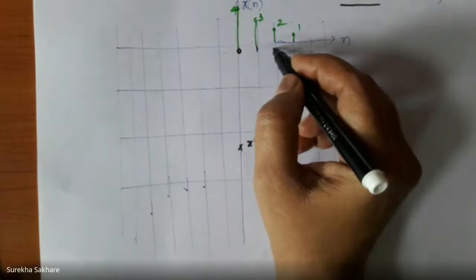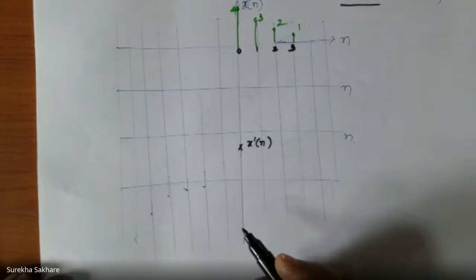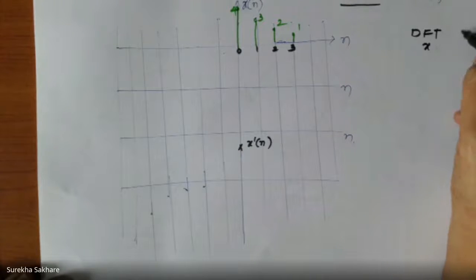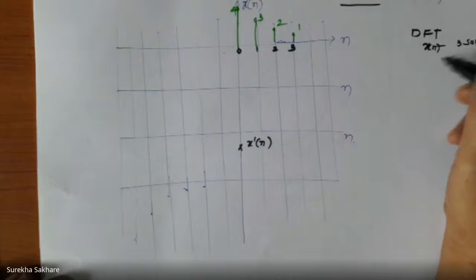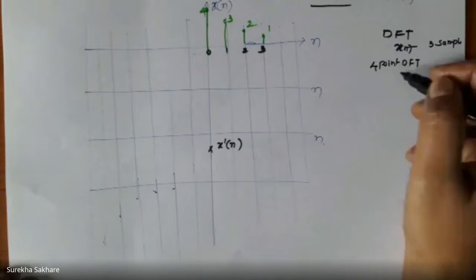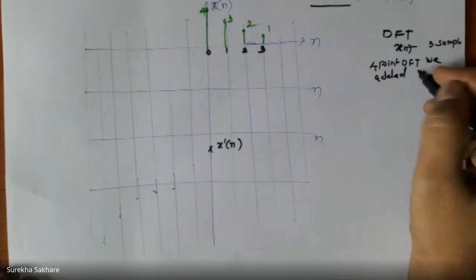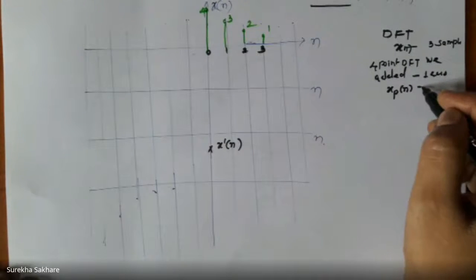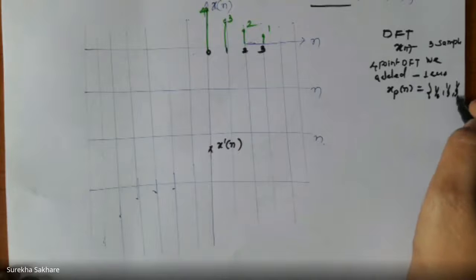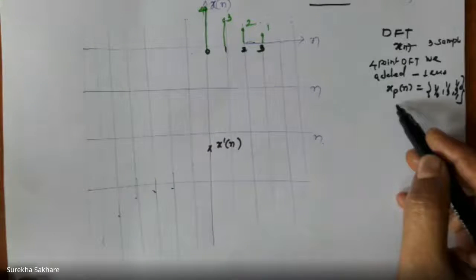So while calculating the DFT, we had seen that suppose I had x of n as 3 samples, and to find the 4-point DFT, we added a 0. You know that the periodic sequence was given as 1 by 3, 1 by 3, 1 by 3. We added a 0, so to make N equal to 4, this was what we had done in the DFT by default.